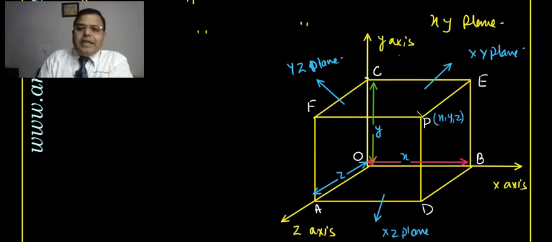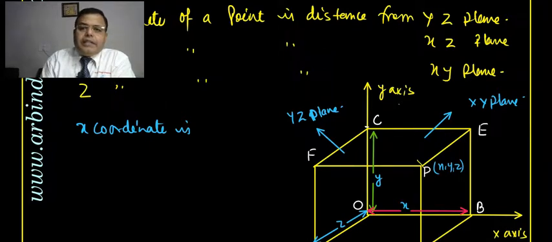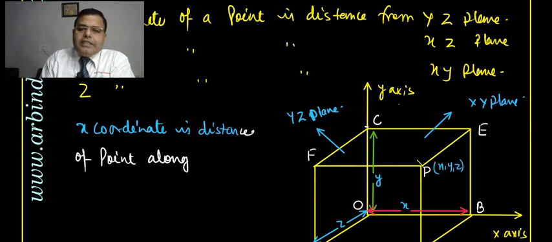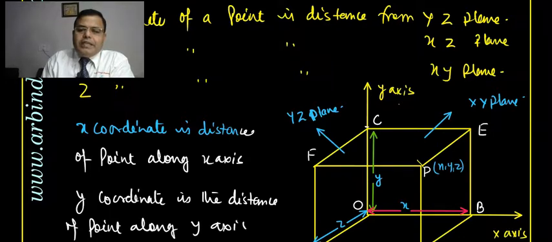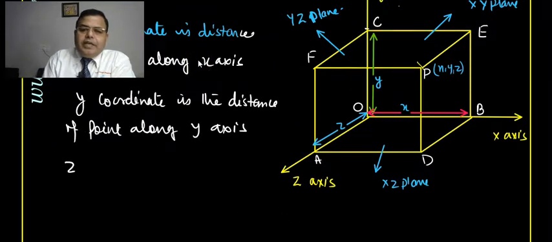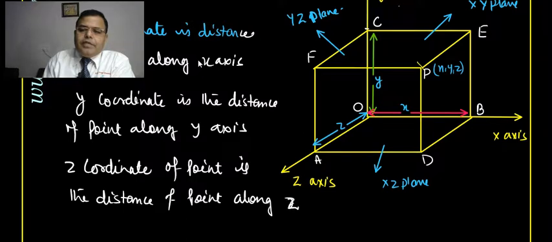We can also describe it this way: the x coordinate is the distance of the point along the x-axis. The y coordinate is the distance of the point along the y-axis, and the z coordinate of the point is the distance of the point along the z-axis, right?